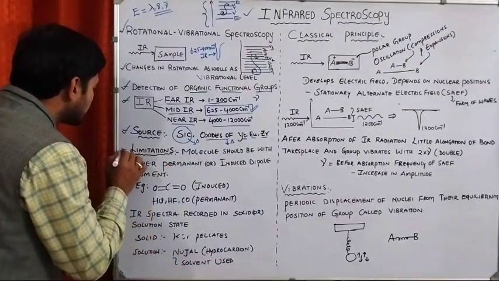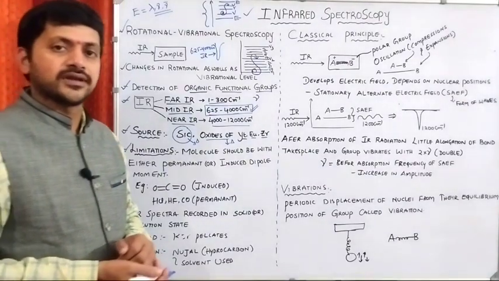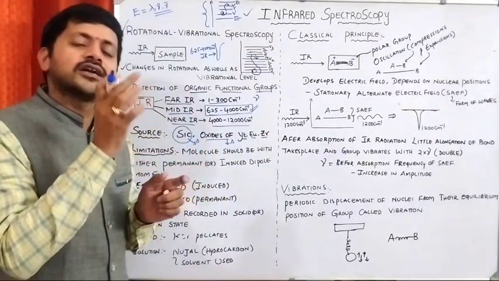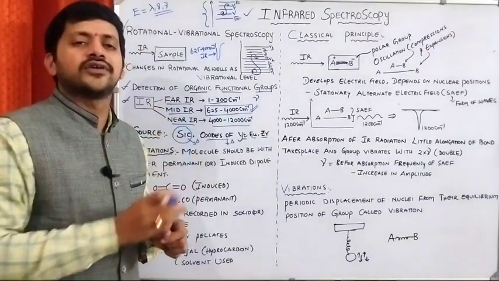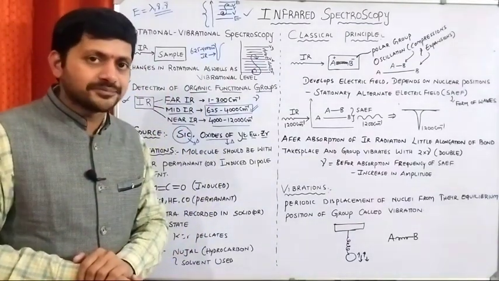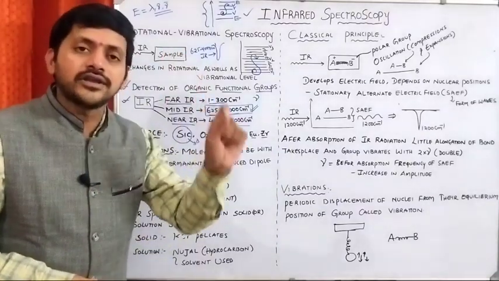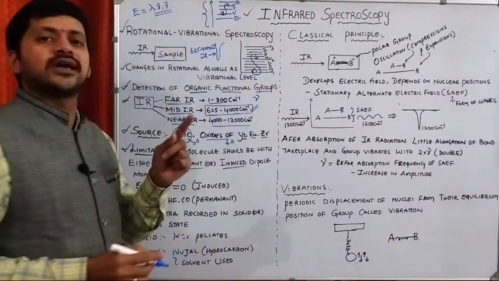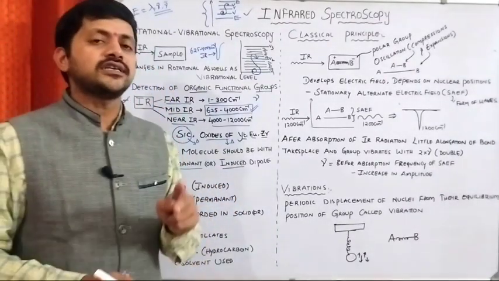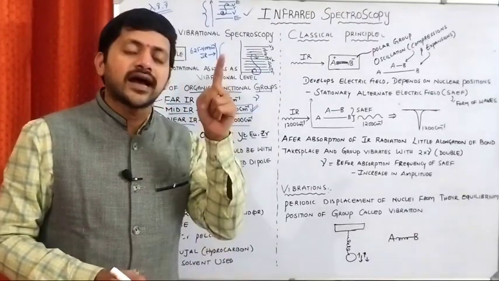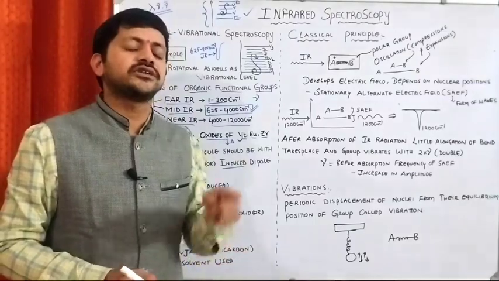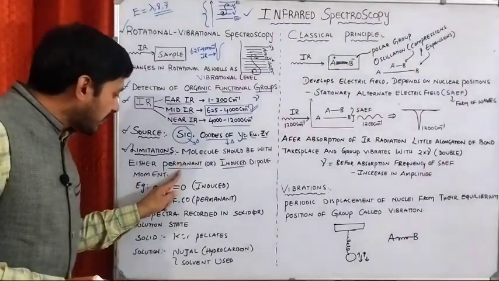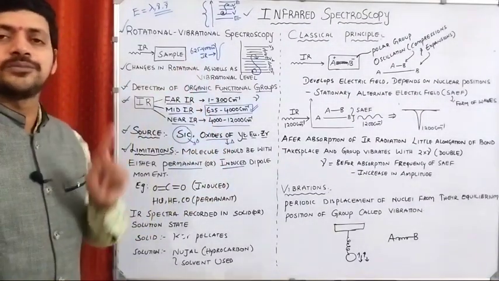Okay. So what is the limitation of IR spectroscopy? The limitation is very important. In order to identify a particular functional group in different organic compounds, what should we have? The molecule should have either a permanent dipole moment or an induced dipole moment. This condition is very much necessary, then only the IR spectrometer predicts the information from the unknown sample. What is the condition? The molecule should have either a permanent dipole moment or an induced dipole moment.